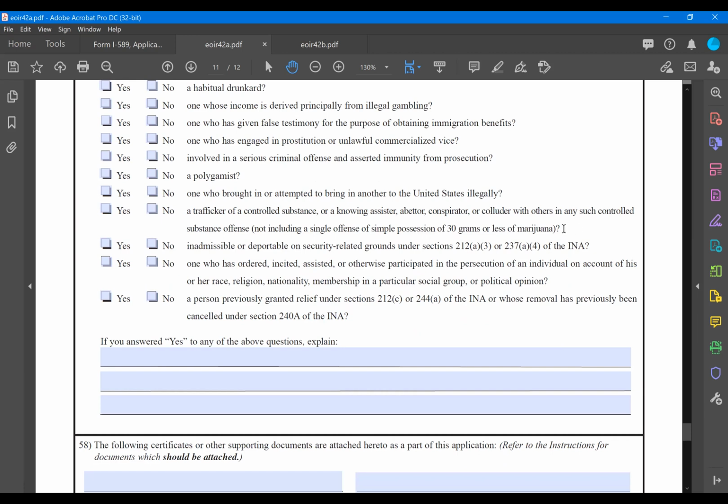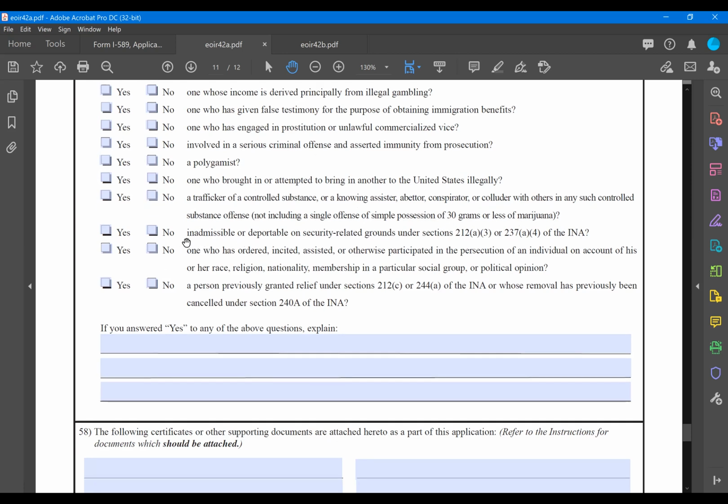This can get a little funky with people who have been convicted of drug crimes. If you're not sure how to answer this, ask an attorney. Typically, we're not going to admit to being a trafficker because that would be a big deal. So typically the answer is going to be no. If you're just not sure about how we answer this, ask an attorney. Are they inadmissible or deportable on security related grounds? Typically no.